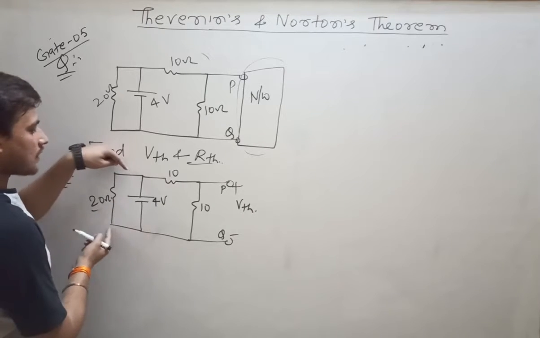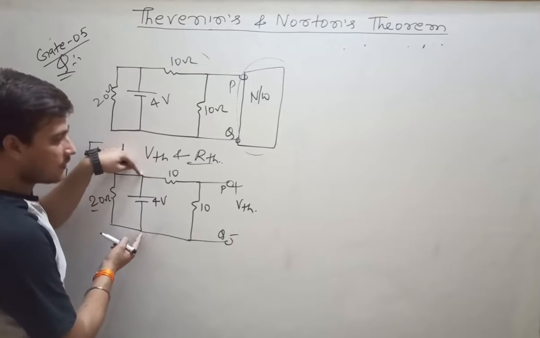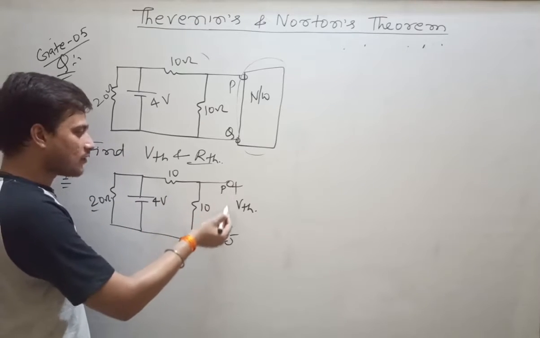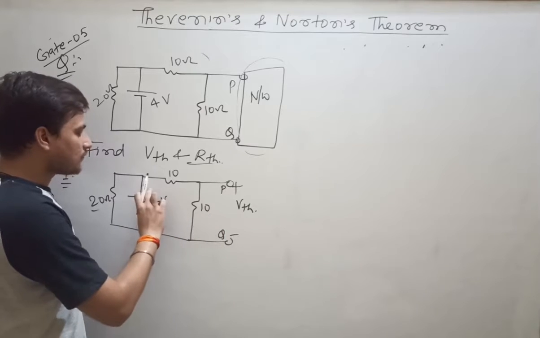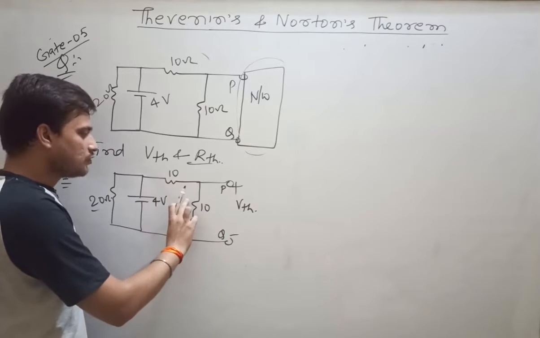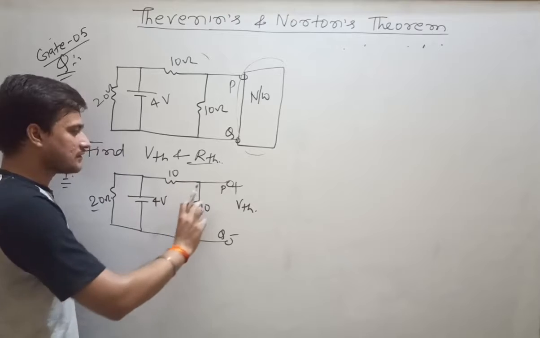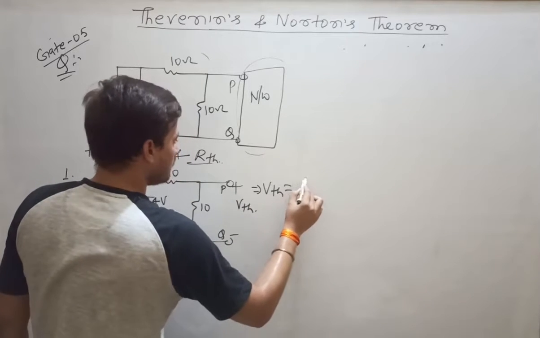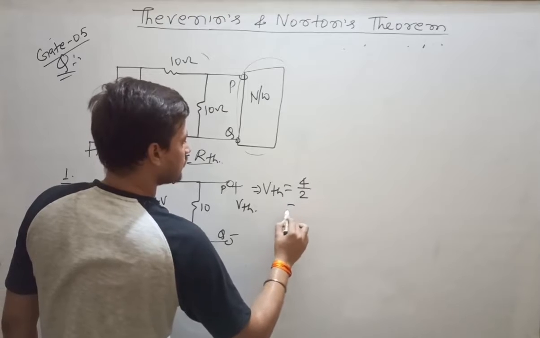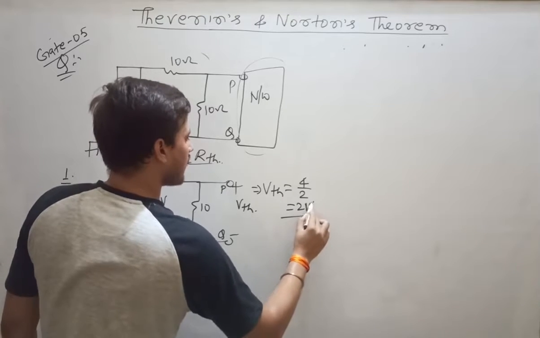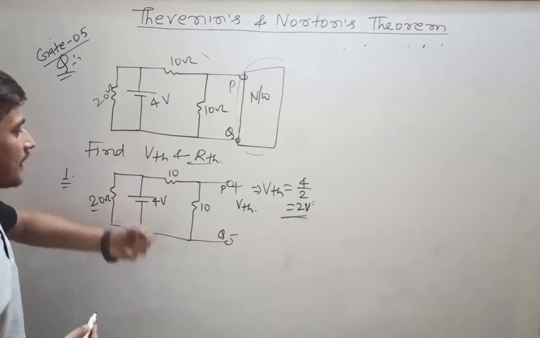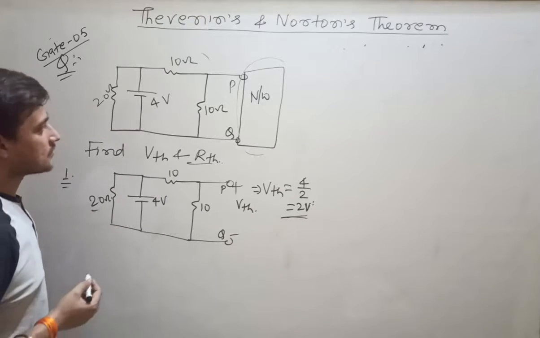So now what do you see? Here the voltage across this terminal is 4 volt. If this voltage is 4 volt, now you have to find the voltage across this one. You see that this voltage is being divided into 2 branches of equal resistance. So VTH will be equal to how much? VTH will be simply 4 divided by 2. That means 2 volt. You can directly write VTH will be equal to 2 volt. Next you have to find RTH.